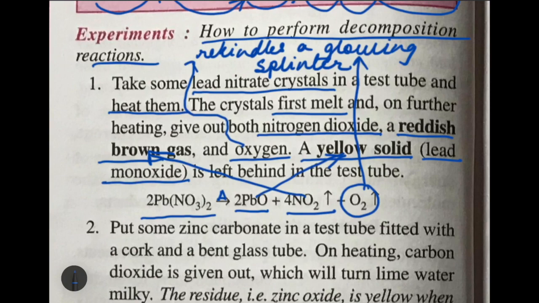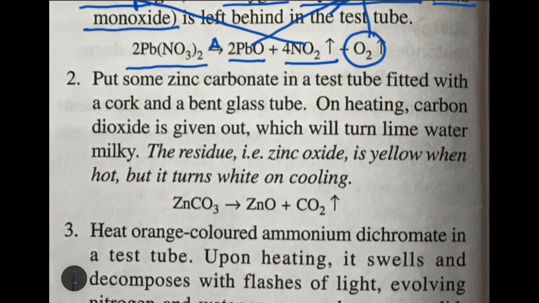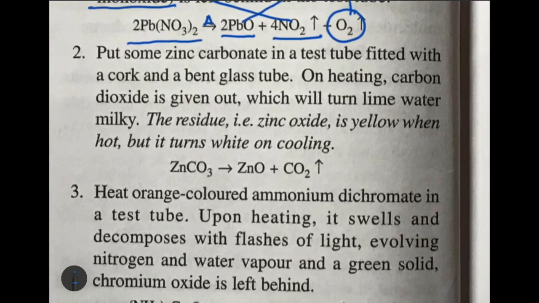What is the color of one of the gases? And how do you test for the other gas? How will you know that it is oxygen? That is, how do you test for the two gases? How do you know one is nitrogen dioxide and the other one is oxygen? So you'll have to say that nitrogen dioxide is a reddish brown gas, and oxygen you will test because it rekindles a glowing splinter.